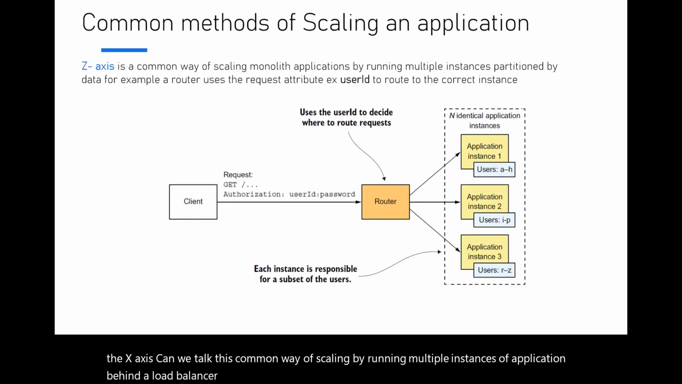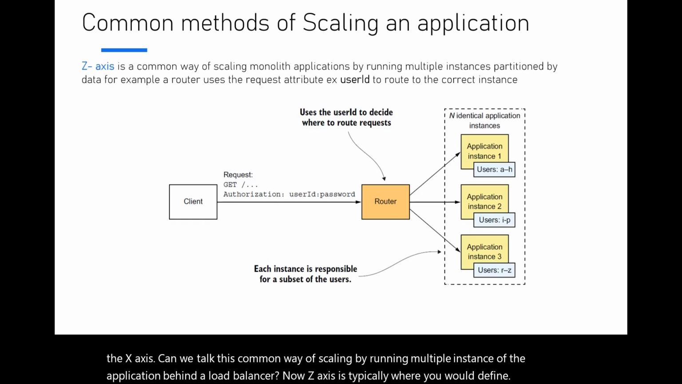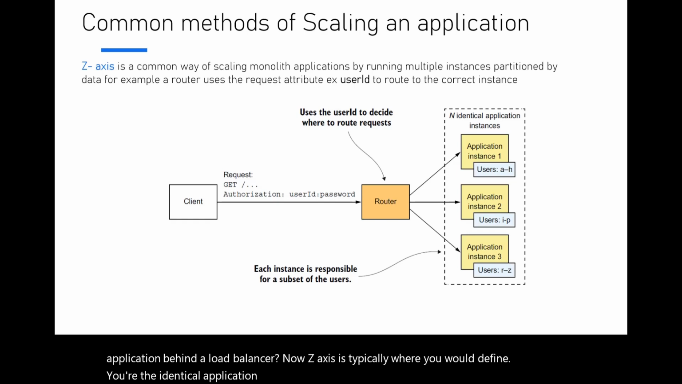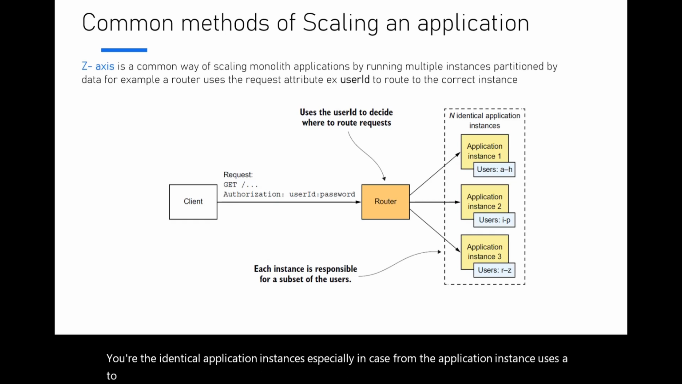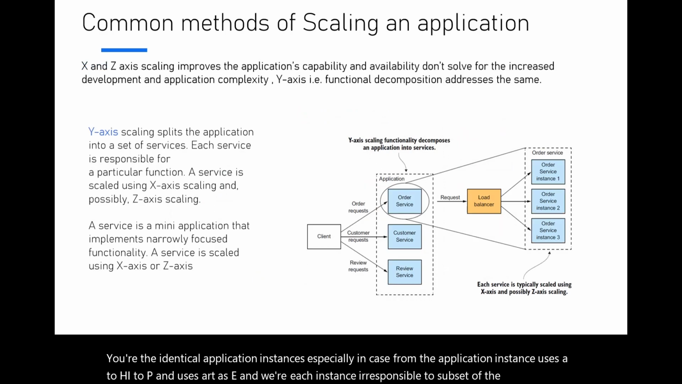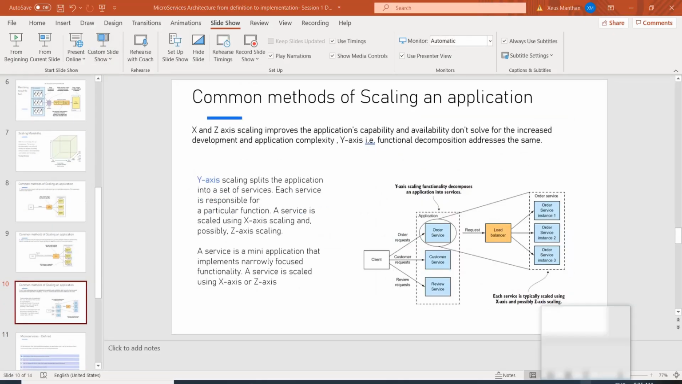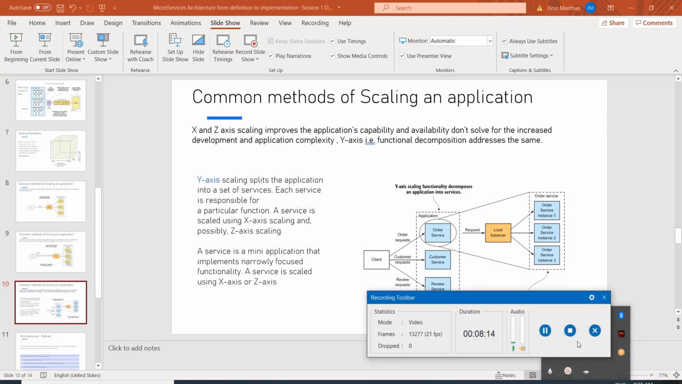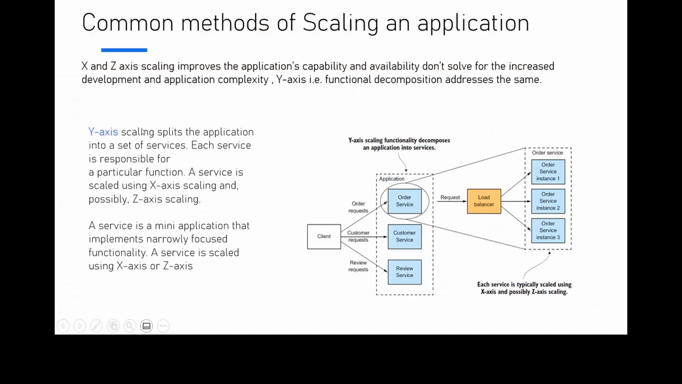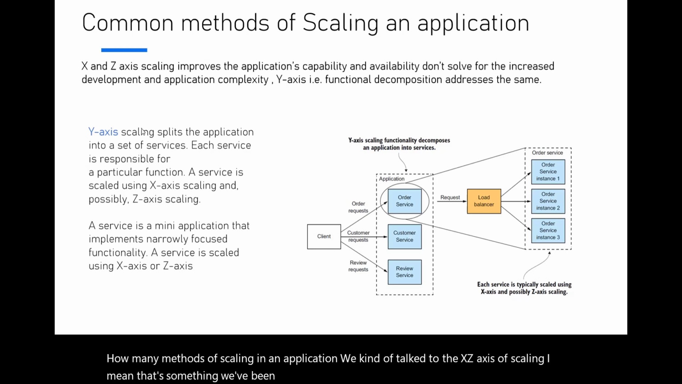Now, the z-axis is typically where you have identical application instances, for example one instance serves users A to H, another I to P, and another R to Z, where each instance is responsible for a subset of the users. So these are the common methods of scaling an application. We talk about the X and Z axes of scaling, and that's something we've been using predominantly for quite some time.